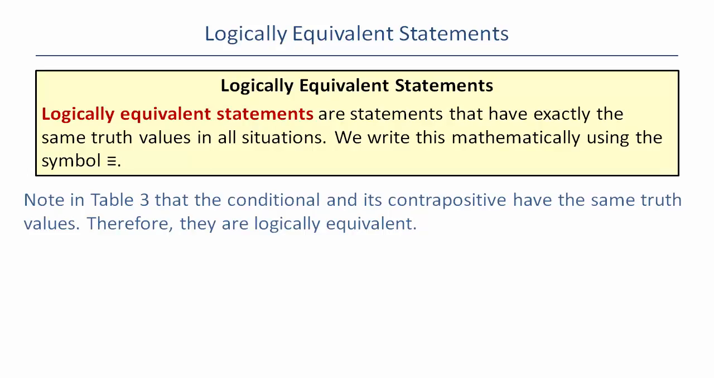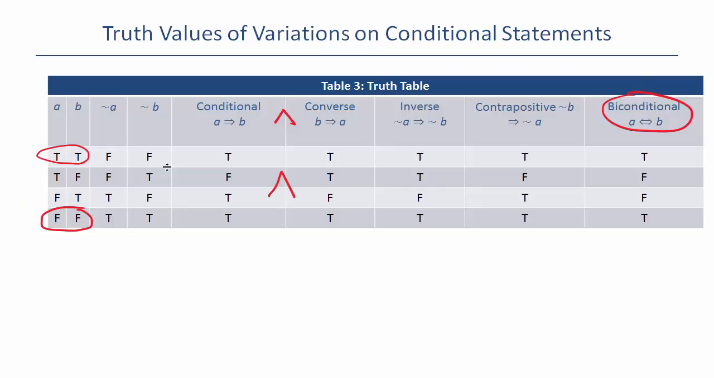Logically equivalent statements are statements that have the exact same truth table values for all situations, and we use this funny little symbol. It basically is just a triple equals, right? It's an equal symbol with a third line instead of two to say that they're mathematically or logically equivalent statements. Now you'll notice that nothing in this table was logically equivalent except for these two here and then this one and this one.